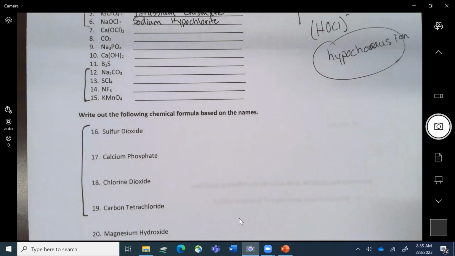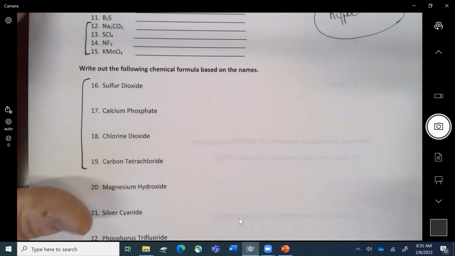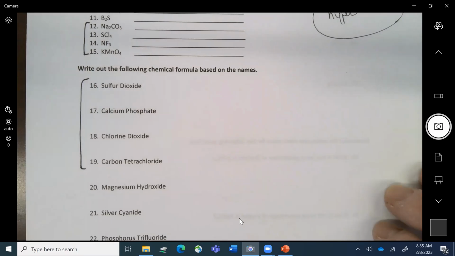This is the sheet that was at the very back yesterday that we were working on, where we did the ones up here. I want everyone to try 12 through 15, and then try to write the chemical formulas for 16 through 19. This is the review sheet from yesterday. Make sure you find this and set it aside, because we're definitely going to be using it again momentarily.